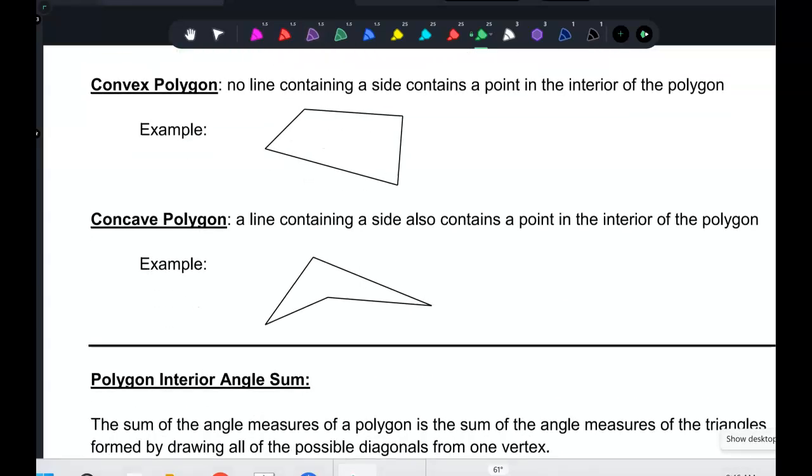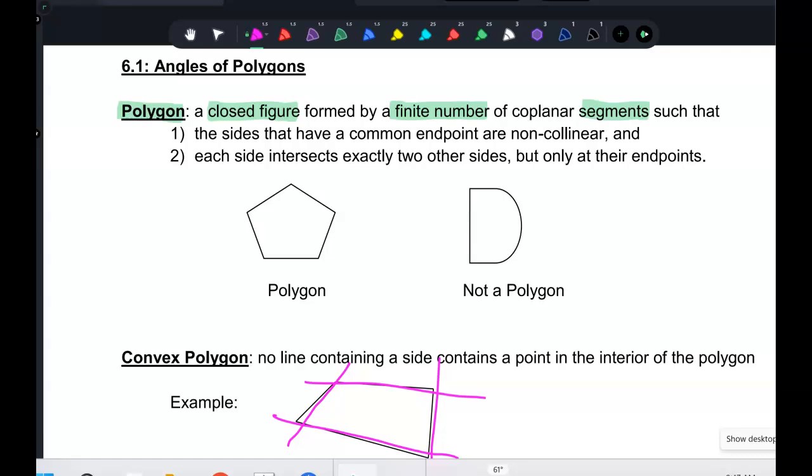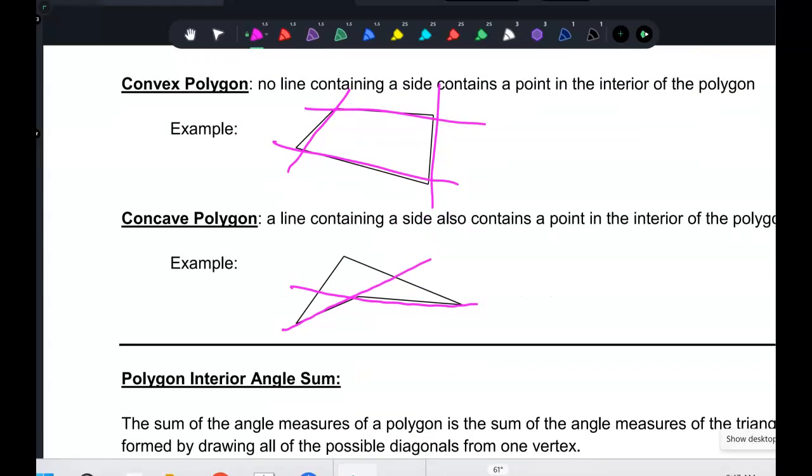Okay, we also did convex versus concave. Sound familiar? Concave is when two sides, if you extend them, cross over each other within the polygon. Versus if I extend all the sides in this polygon, notice none of them are going to cross each other. When I think of concave, I think it caves inward at some point.